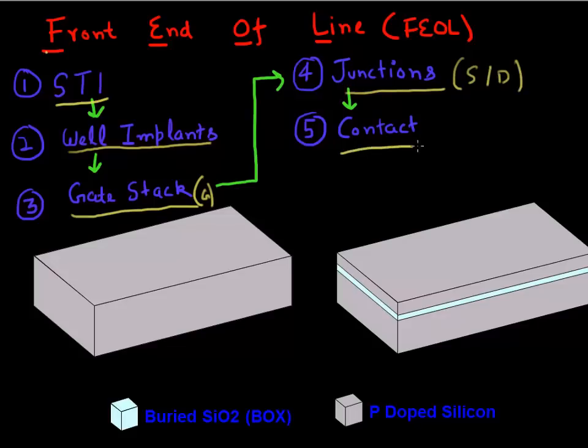And then finally, how do we make contact to our gate and source and drain. So first things first, the first thing we need to start this process flow is the silicon substrate.